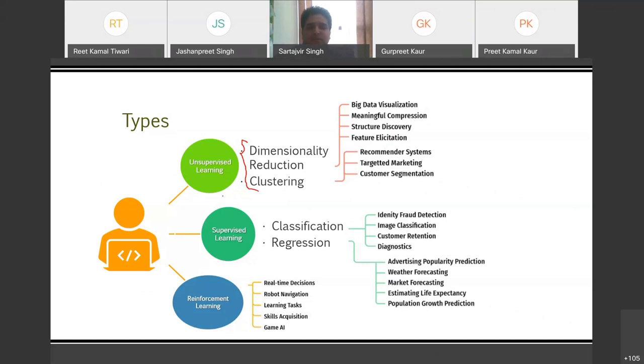Supervised learning is designed to solve two types of problems. Here we are more interested in classification problems, because they are used for image classification. Apart from this, there are other examples: fraud detection, customer retention, and diagnosis. Regression is especially used for weather forecasting, market forecasting, estimating life expectancy, and population growth prediction.